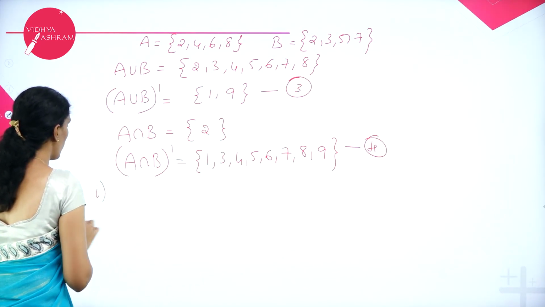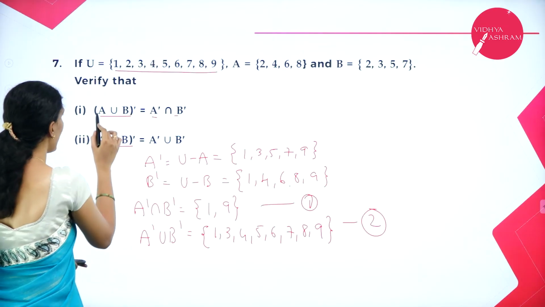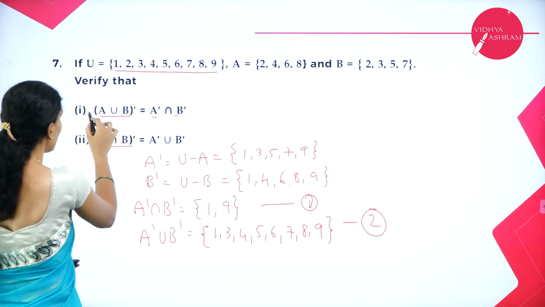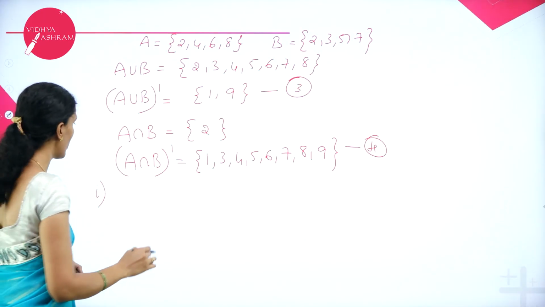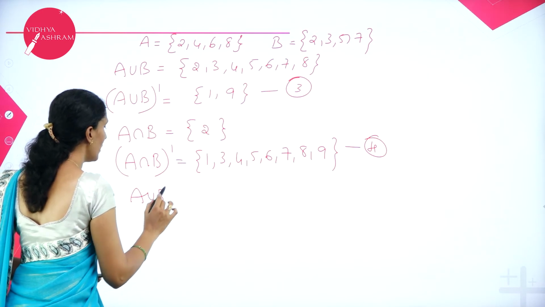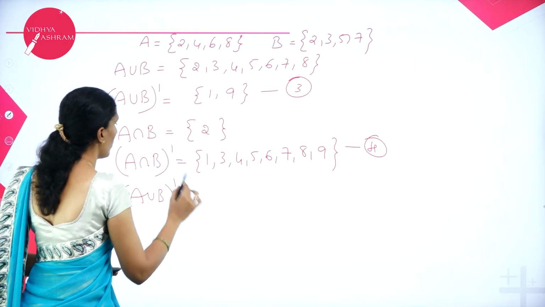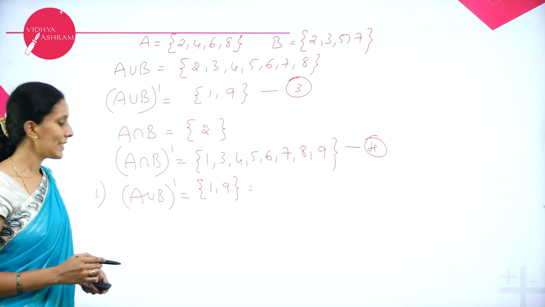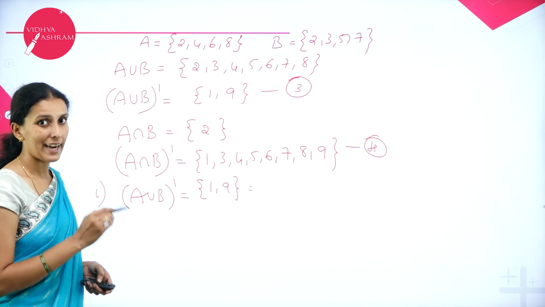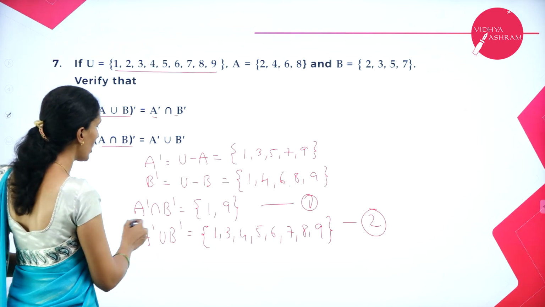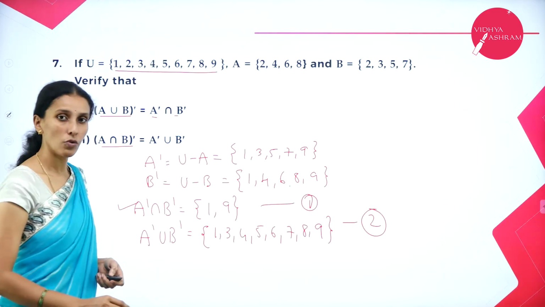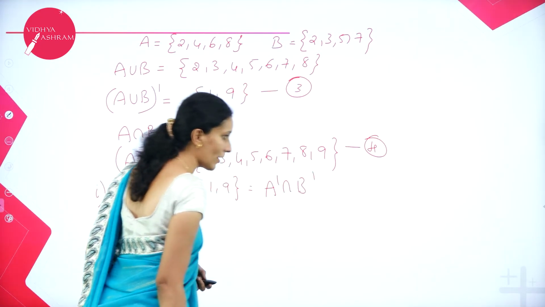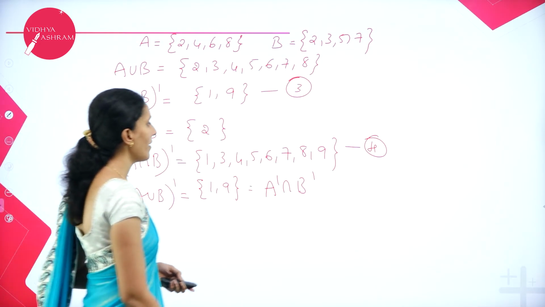Now I am proving the first one. What does my first statement say? A union B whole dash and A dash intersection B dash must be the same. First let me write down what A union B whole dash is. What did I get? 1 and 9. Is it the same as A dash intersection B dash? Let me check. A dash intersection B dash is also 1 and 9. So therefore this is equal to A dash intersection B dash, from equations 1 and 3.